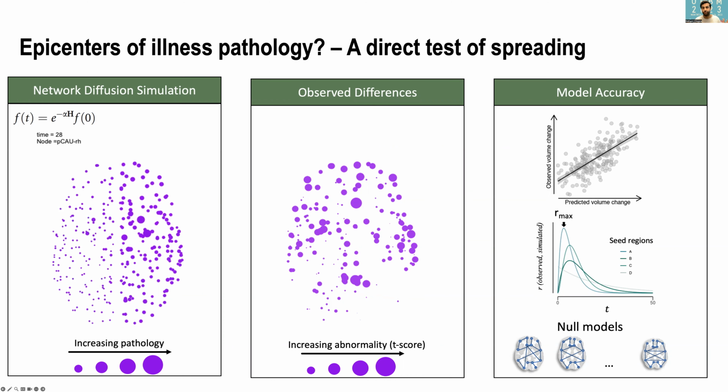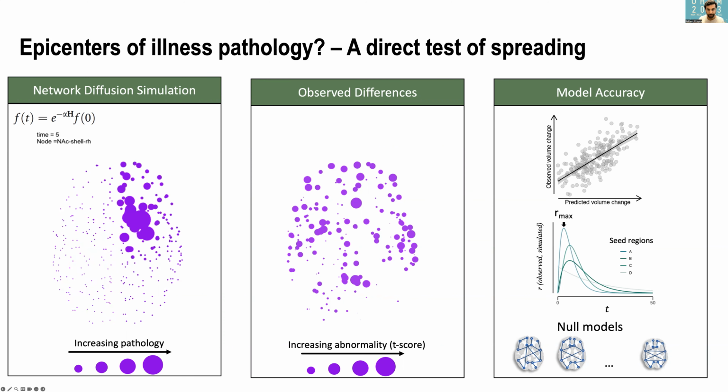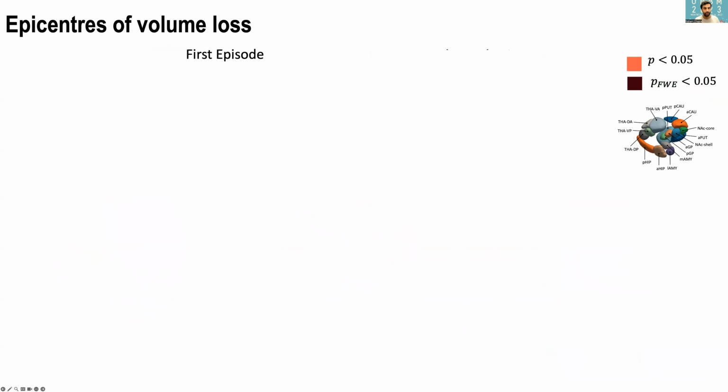And we can create a null distribution of Rmax values using rewired structural connectomes, which preserve low-order spatial properties. And using this for each dataset, we can hopefully detect epicenters from which, if we start a spreading process, we can recapitulate or recapture the observed pattern of volume loss that is observed in these samples.